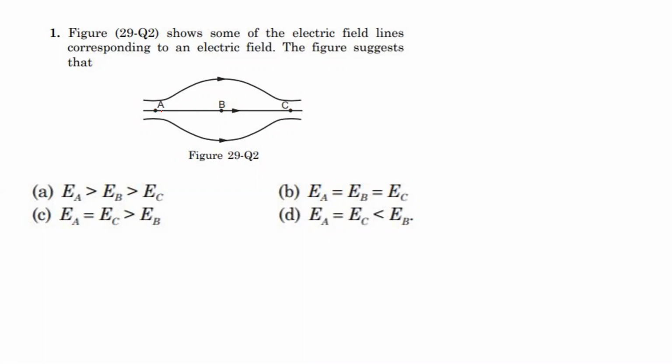But the electric field intensities at A and C are equal because at A and C, electric lines of force are separated by the same distances. So the electric field intensity at points A and C is greater than the electric field intensity at point B. So for this question, option C is correct.